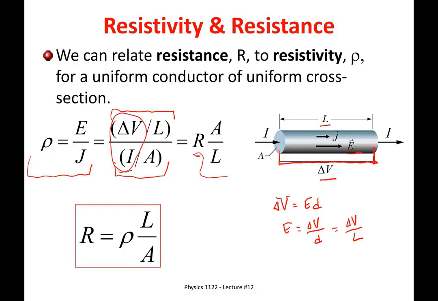And this formula can be rearranged to write that resistance is proportional to the resistivity of the material, and resistivity times the length of the object divided by its cross-sectional area can be used to calculate the overall resistance of the object. And this formula is only good for a uniform conductor, so uniform composition of uniform cross-sectional area.